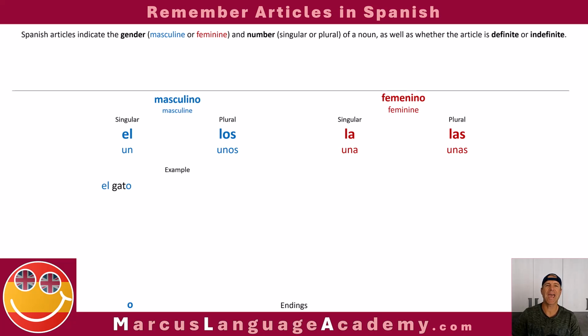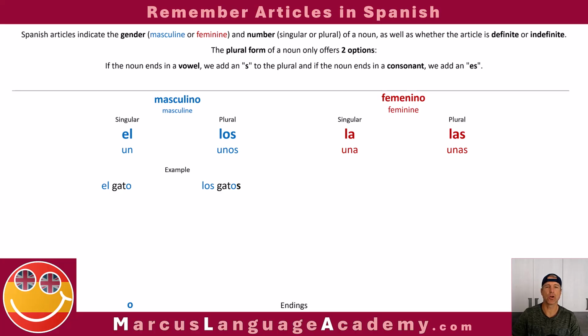For example here, el gato, the cat. Gato ends in an O, and the O ending indicates that we need the masculine article, so it's el gato. And in plural we would say los gatos. We take los and we add an S because gato ends in a vowel, so we just add an S. If it ended in a consonant, we would have to add ES, okay? But here it's a vowel, so we add just S. If we used the indefinite article, we would say un gato in singular and unos gatos in plural, okay?